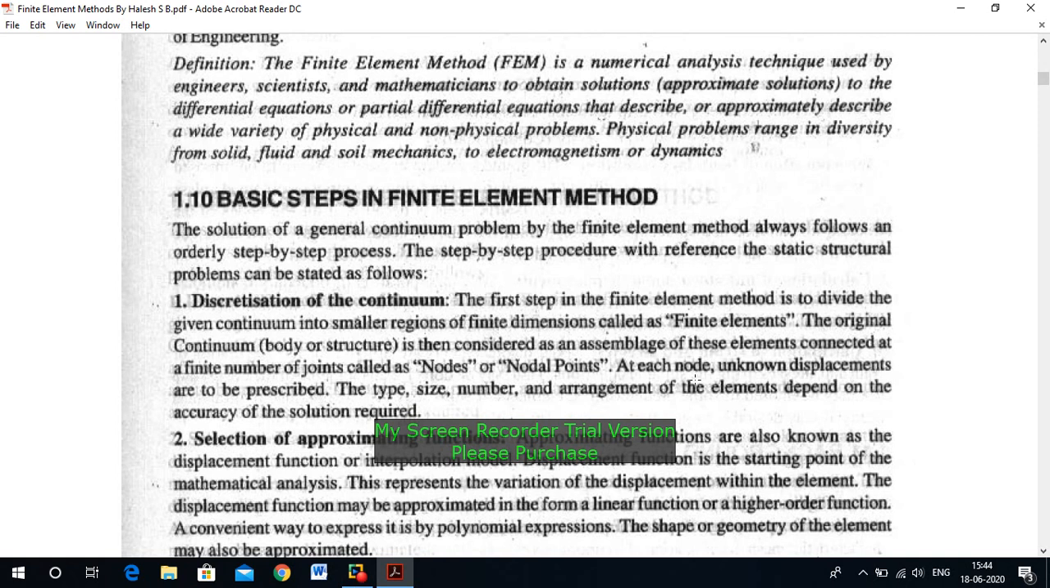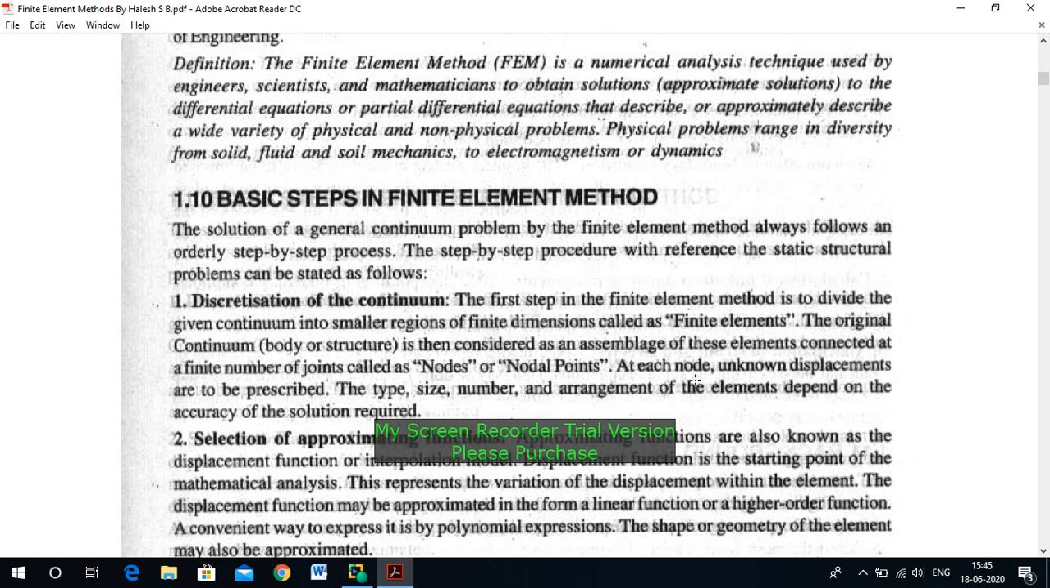The original continuum or body or structure is then considered as an assemblage of these elements after dividing into small regions. Each region is called a small element. These small elements are connected at a finite number of joints called nodes or nodal points. At each node, unknown displacements are to be prescribed. The type, size, number and arrangement of the elements depend on the accuracy of the solution required.